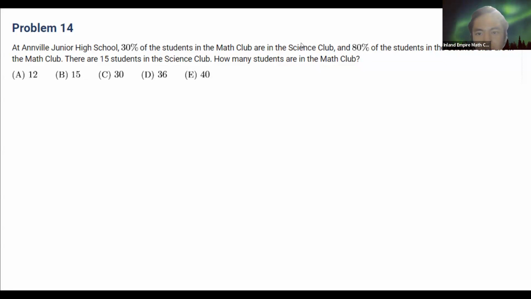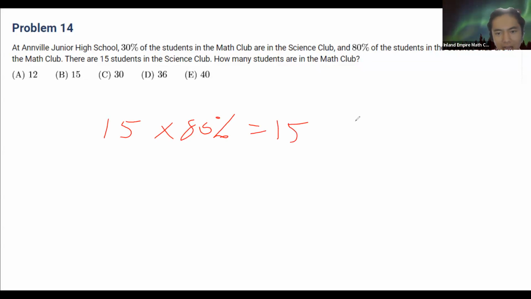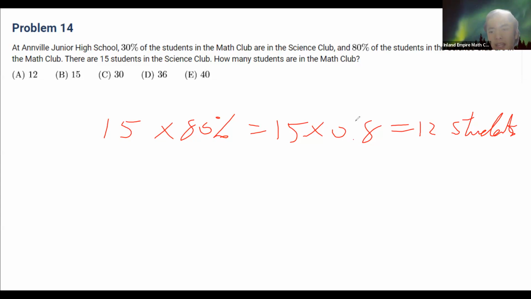So, first of all, since you know that there are 15 students in the science club and that 80% of the students in the science club are also in the math club, that means there are exactly 15 times 80%, which equals 15 times 0.8, which equals 12 students in both the science and the math club, right? Because if 80% of the students in science club are in the math club and there are 15 science students, that means 12 are in both.